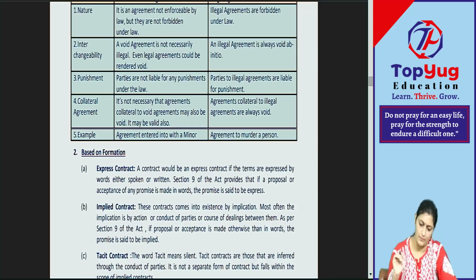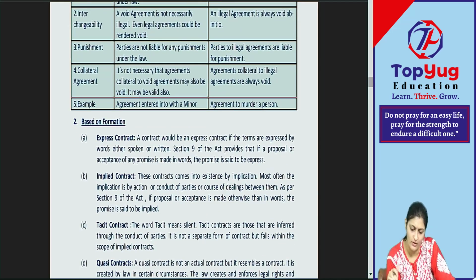Okay. Let us come to the difference again. Punishment. You tell me. Void agreements, are they punishable? Illegal, are they punishable? They are punishable.